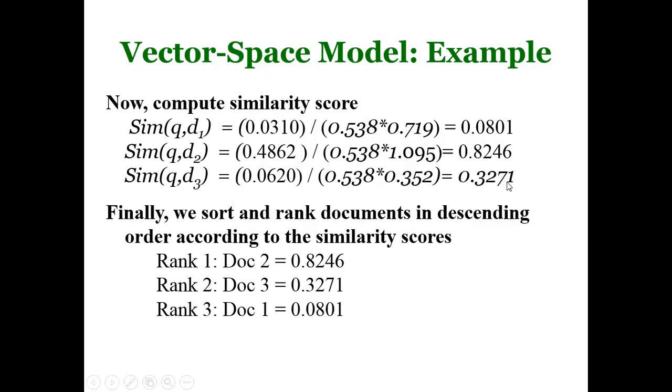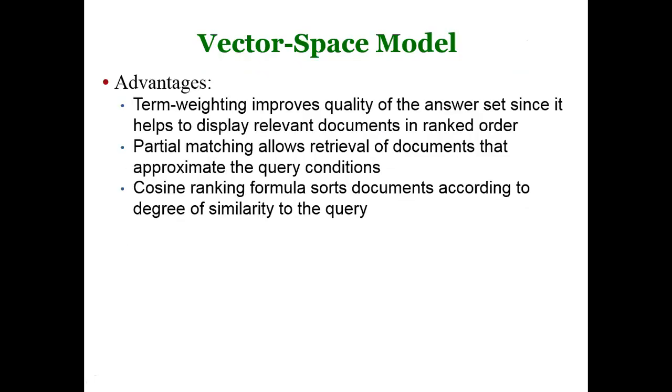Which document is more relevant? D2, because it's registering the highest similarity, followed by D3, which is registering 0.327. What about D1? D1 is the least relevant out of the three, because every document is registering some value greater than 0 similarity score. If they are registering a similarity score of 0, we have to ignore it because it's irrelevant. So accordingly, the ranked document list is identified.